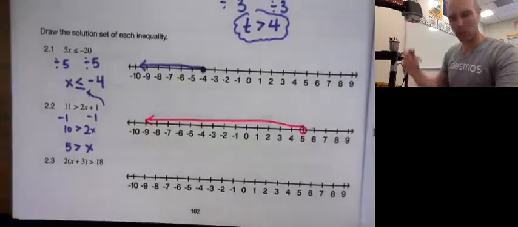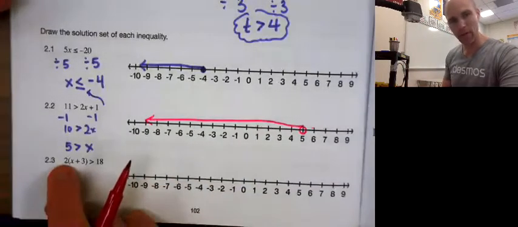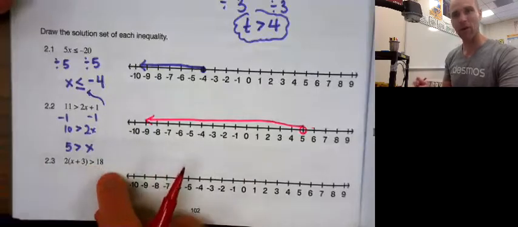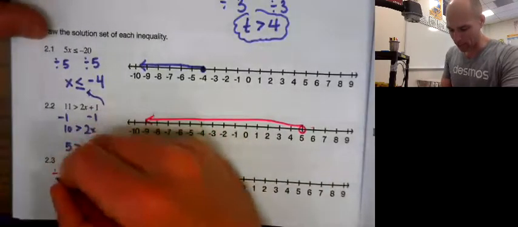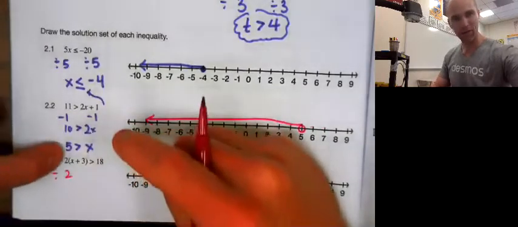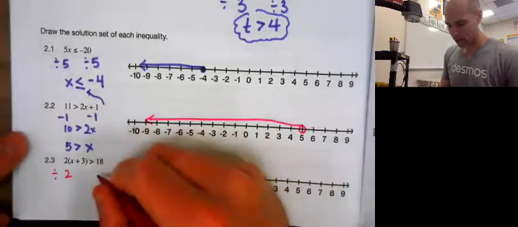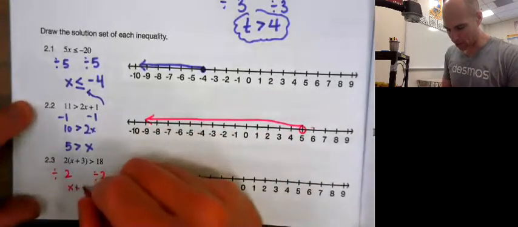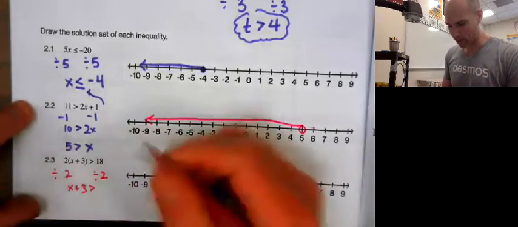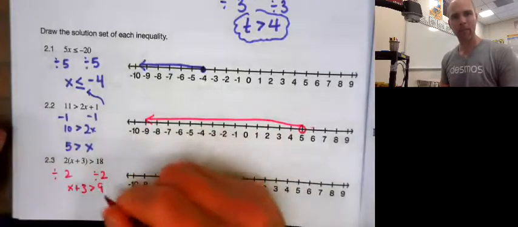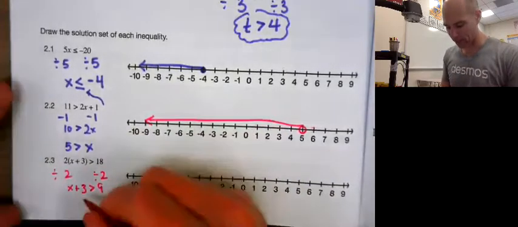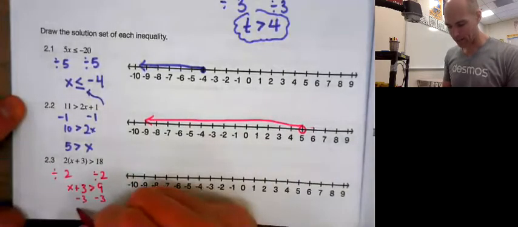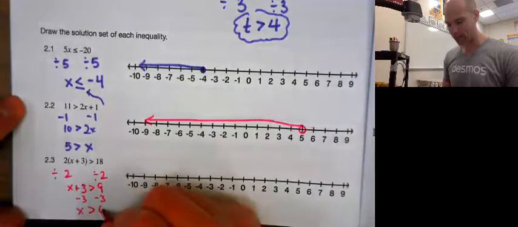All right, so the last one says 2 times the quantity x plus 3 is greater than 18. I'm going to start this one by dividing both sides by 2 to get rid of this factor of 2 that's outside the parentheses. So I'll do it here as well. And what I'm left with is x plus 3 is greater than 9. Now I just subtract 3 from both sides to get rid of that, right? -3, -3, and I get x is greater than 6.